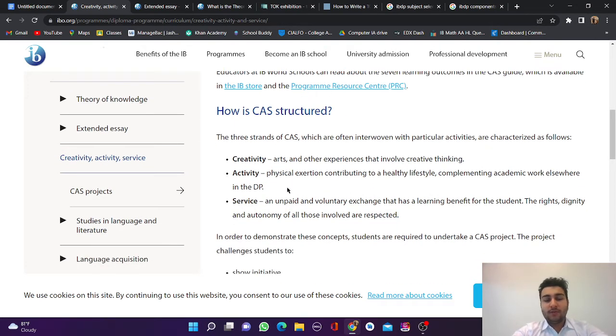And yeah, so next is the activity. Activity is any physical exertion contributing to a healthy lifestyle. So in the 21st century, obesity is becoming an important problem, and the IBDP program wishes to improve the health of the students as well as the academic rigor. So the activity section could include anything ranging from a cycling trek to maybe a hike on a mountain, or it could include any sport you like, any classes you do, for example, football classes. So you can include that in the activity section.